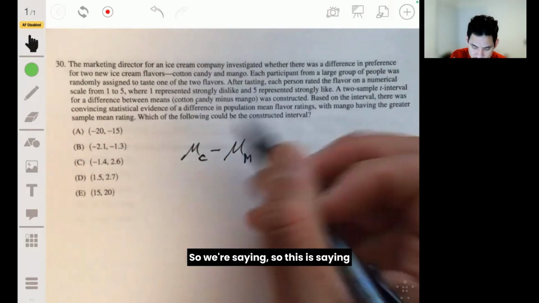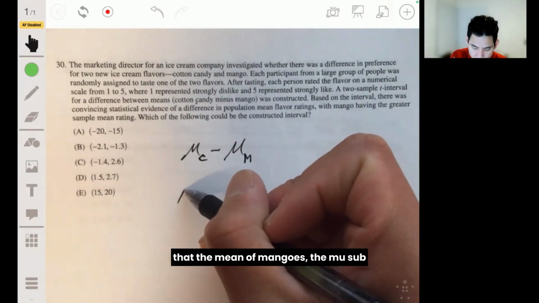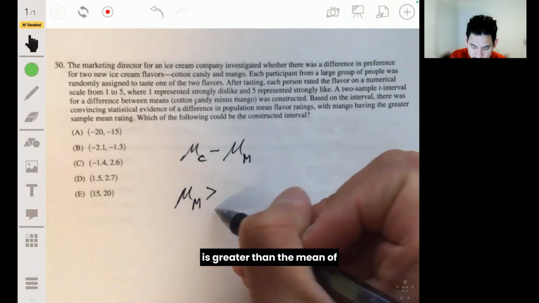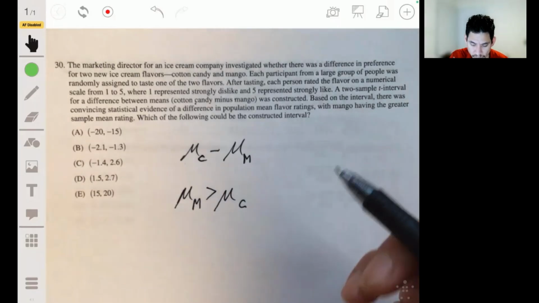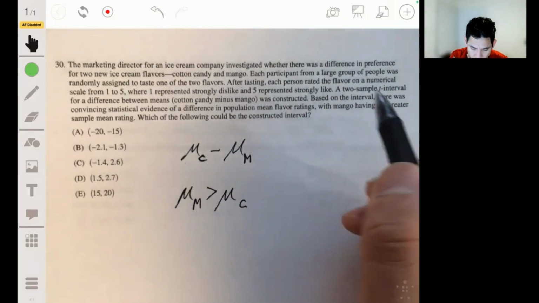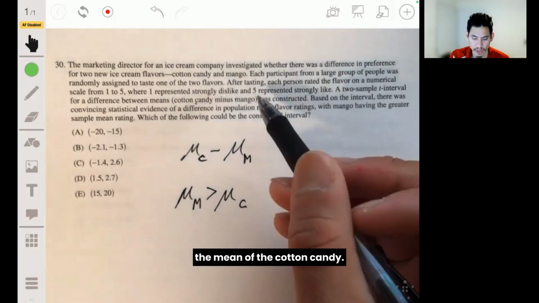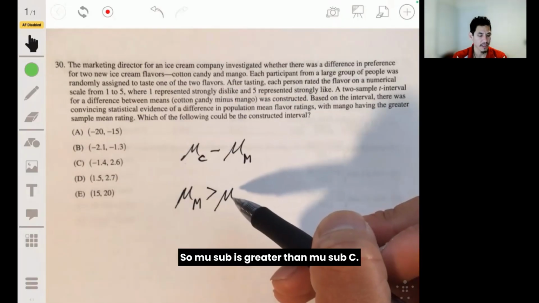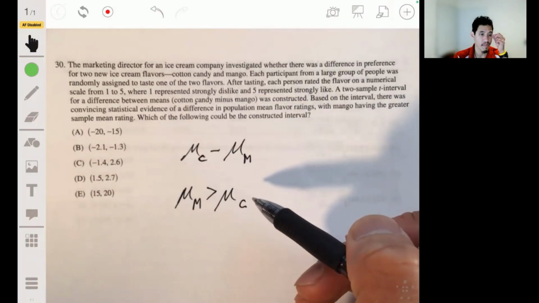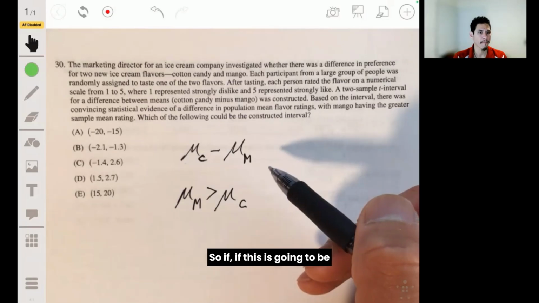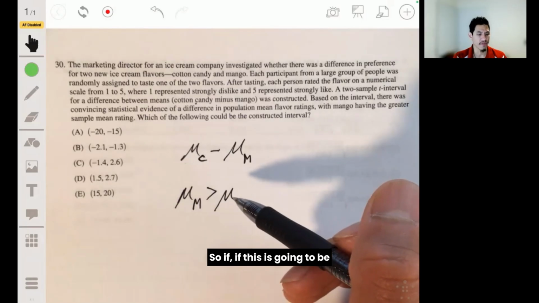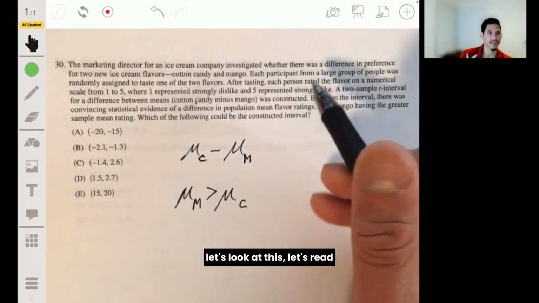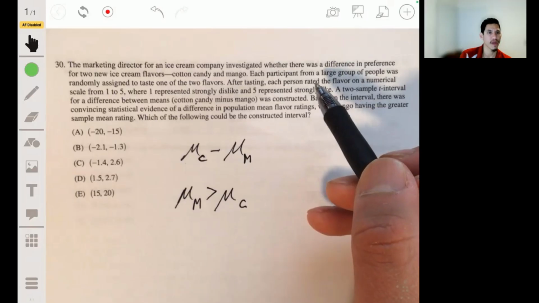So what this is saying is that the mean of mango, mu sub m, is greater than the mean of the cotton candy, mu sub c. So if this is what we're trying to figure out, let's read this a little more carefully.